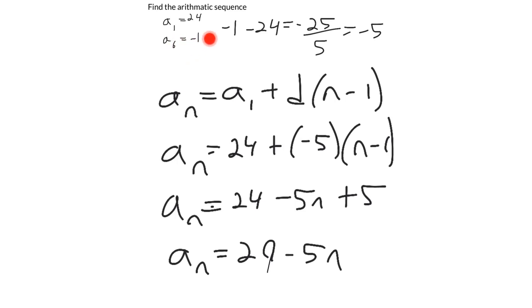You can check to see if that formula works too, because if you plug in a 6 for n, it should spit out the sixth term, -1. 6 in here gives you 30. 29 minus 30 does indeed give you -1.